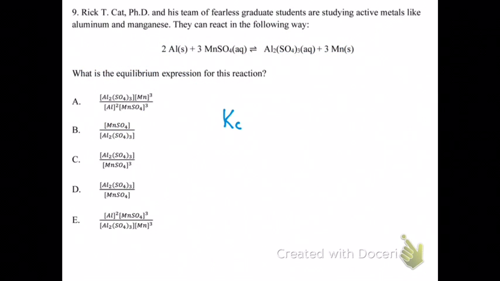All right, in this problem, we have to come up with an equilibrium expression. So I have aqueous things. So I'm just going to write this out as Kc for concentration, since aqueous species do not exert pressure. Okay, so we're going to do products over reactants, and we're only going to include anything that is either aqueous or gas. In this case, there are no gases, so it's going to be the concentration of this aluminum sulfate.